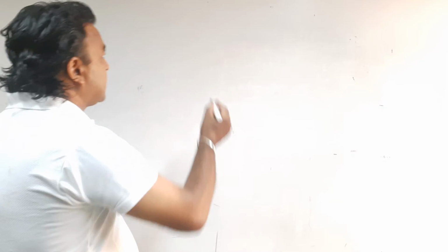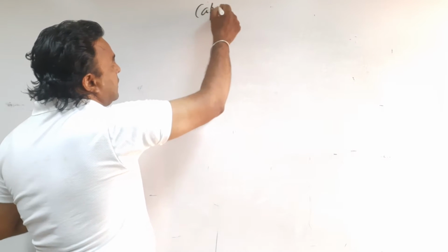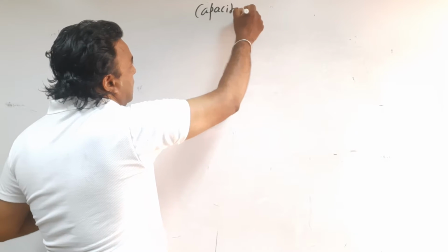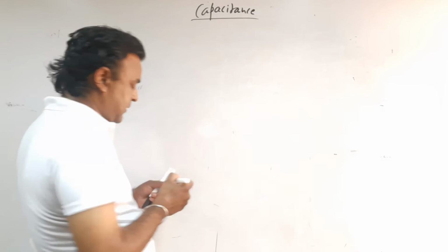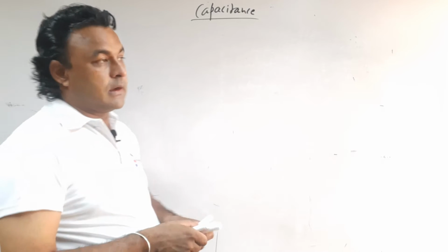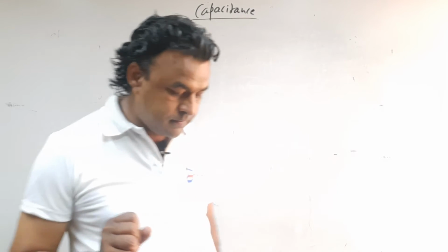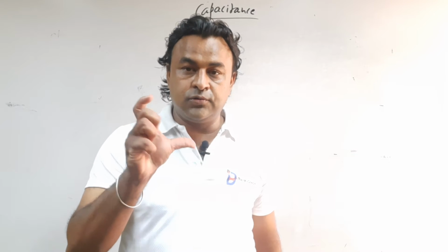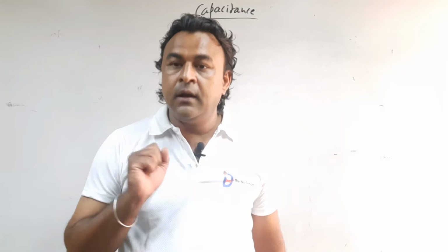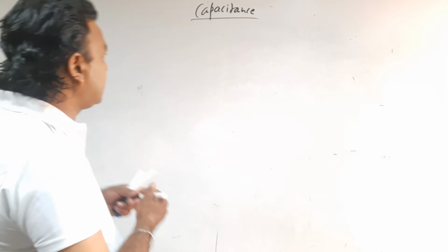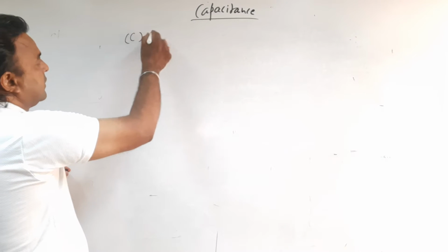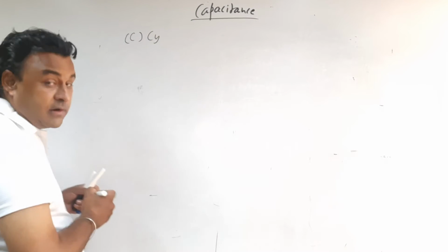And I'm discussing capacitance further. Okay. In last class I discussed a spherical capacitor and then two concentric spheres, right? Now I come to the third one, the cylindrical capacitor.